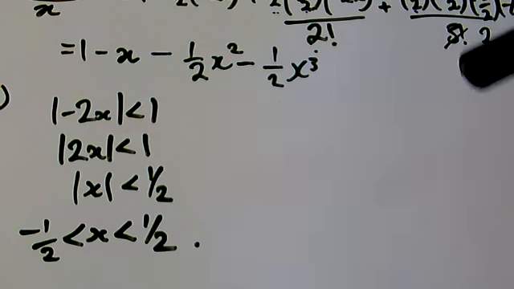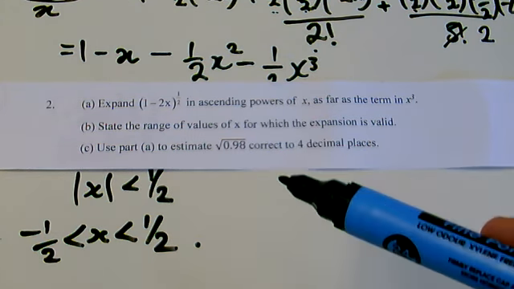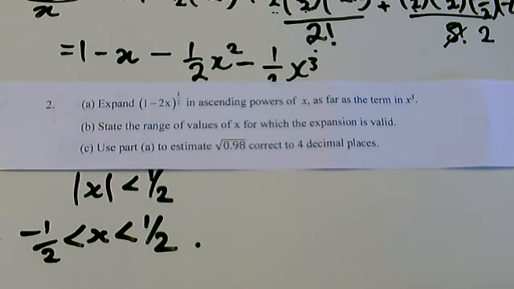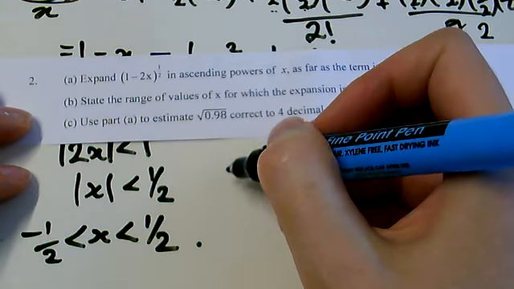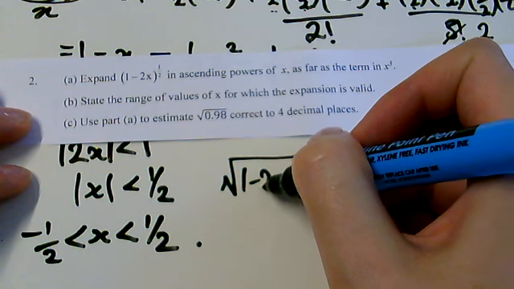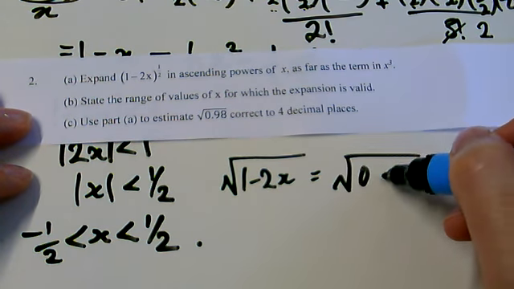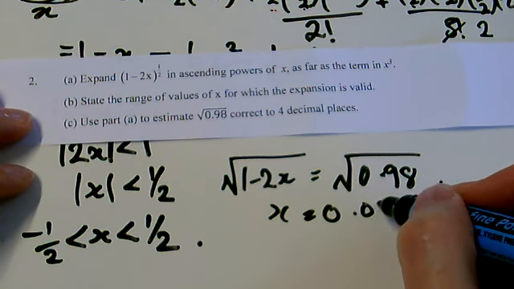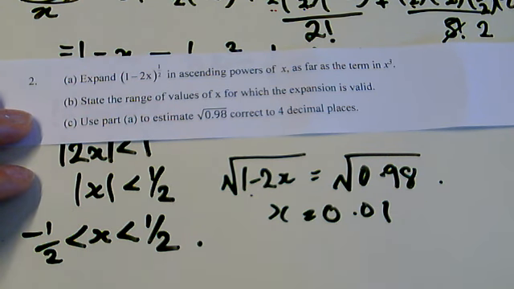And then part C, we want to use our expansion to find root 0.98 to 4 decimal places. Again, we need to think carefully about what we're substituting in, because they haven't specifically told us. So we expanded square root of 1 minus 2x. So if that's got to be the same as square root of 0.98, that means x has got to be 0.01. You could just pop 1 minus 2x equal to 0.98.